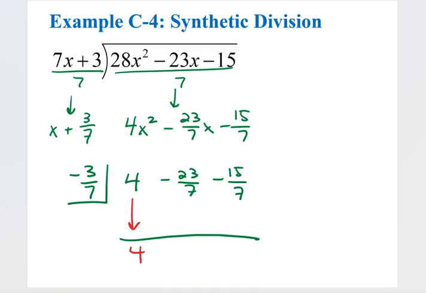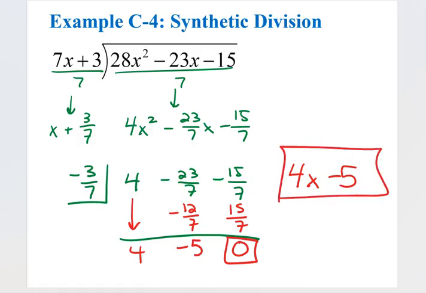Bring down the 4, multiply. So negative 3/7 times 4 is negative 12/7. Then you're going to add, again, going down. So that's negative 5. Negative 3/7 times negative 5 is positive 15/7. Oh, look at that. So add, and I get 0. So there's my remainder. So my final answer should be 4x minus 5.